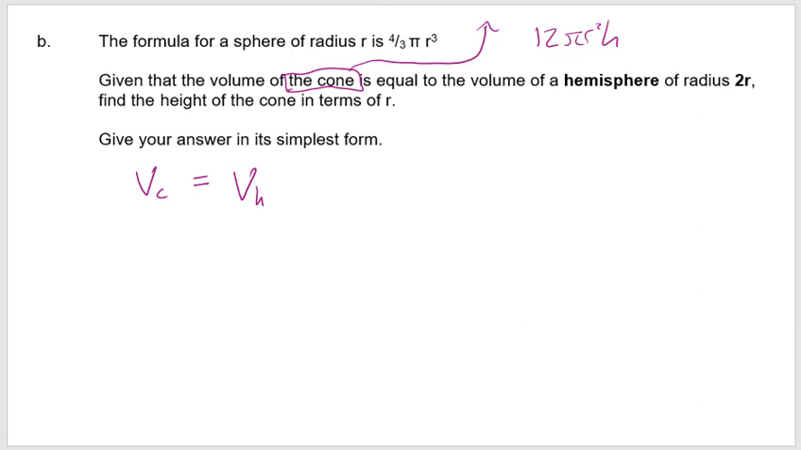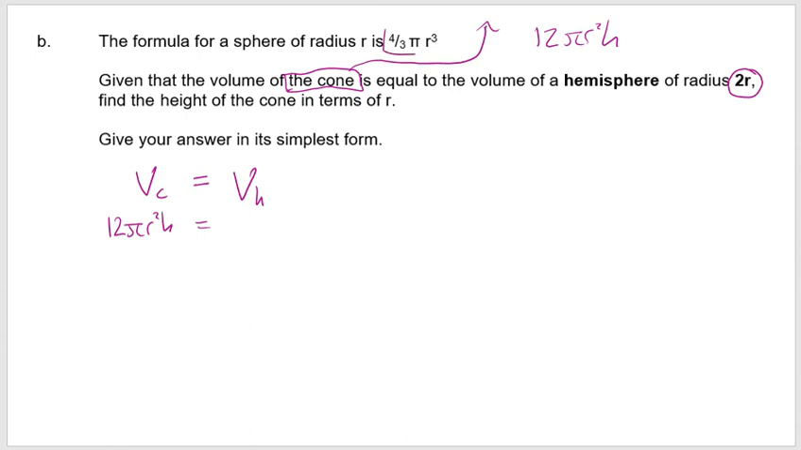And we're told the hemisphere has a radius of 2r. Okay, well the volume of our cone, we already know, 1/2 pi r squared h. The volume of the hemisphere we don't know, so we're going to have to work that out. We're told the constant is representing our radius of the hemisphere, which is 2r. How do I find the volume of a hemisphere?